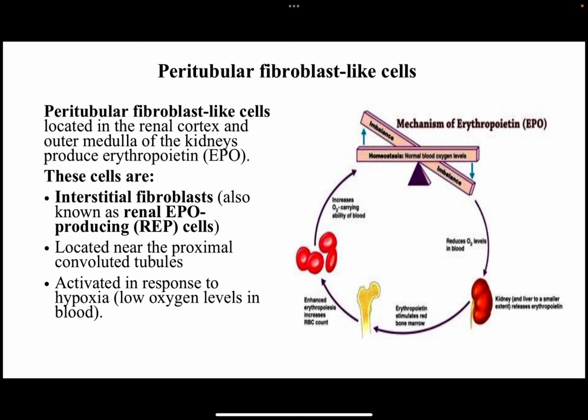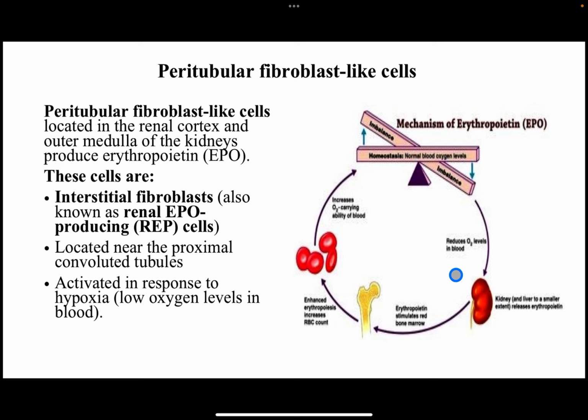On this slide, we are going to learn about how the kidney is able to perform that role. Within the renal cortex and the renal medulla of the kidney, we have some cells we call the peritubular fibroblast-like cells. In fact, these cells are within the renal cortex and the outer medulla of the kidney, and these cells produce erythropoietin.